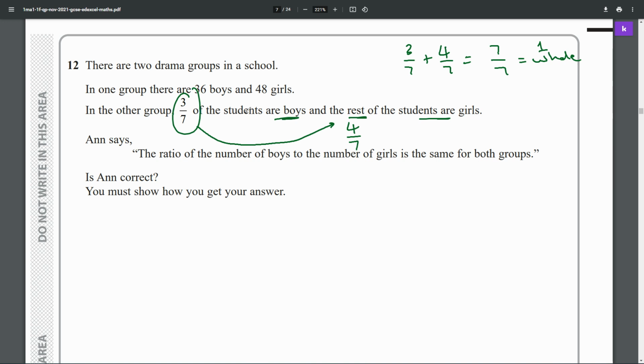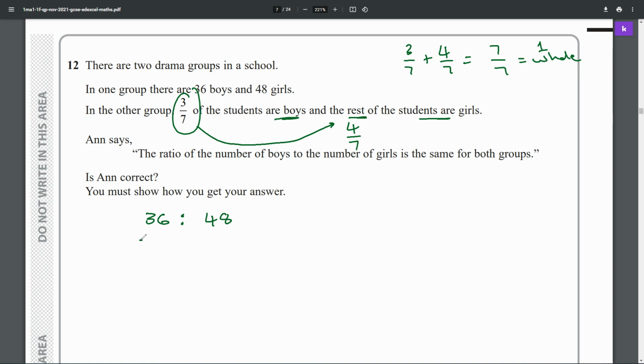So that means that if I have to calculate 3/7 of this and 4/7 of that, it would come up to the same ratio. Is n correct? I've got some answers that say maybe no is the correct answer. But how do we prove it? Let's first write down what we have. We've got 36 as a ratio to 48.